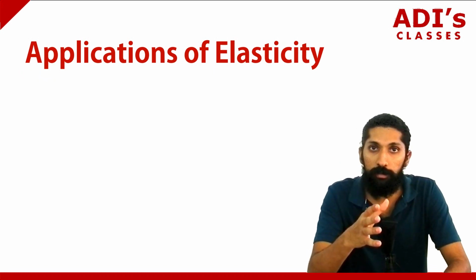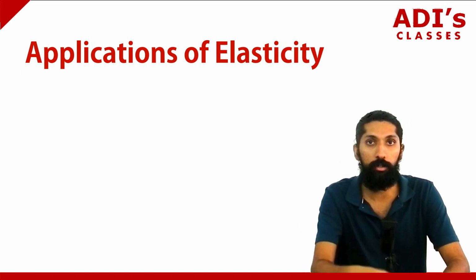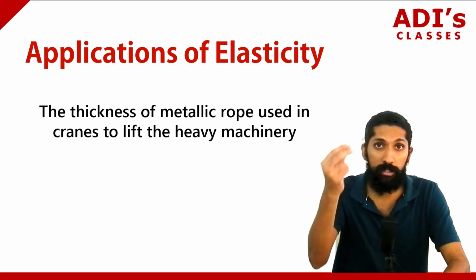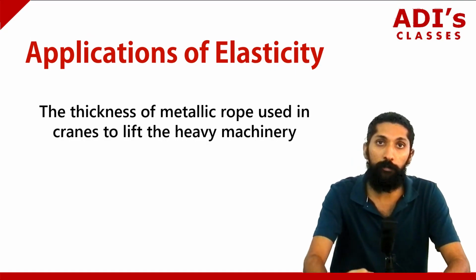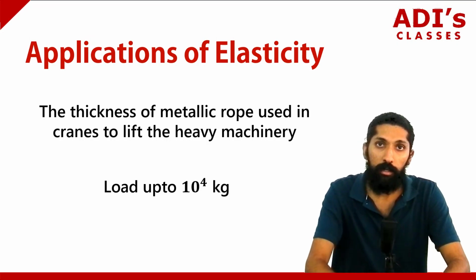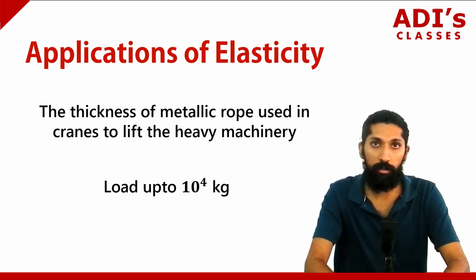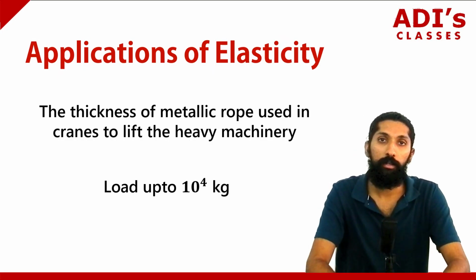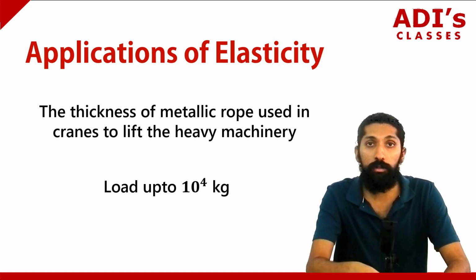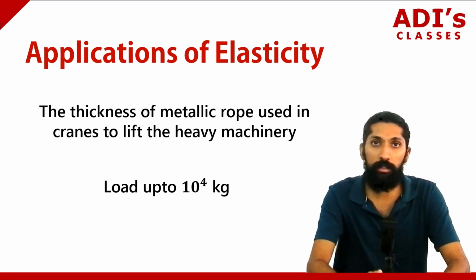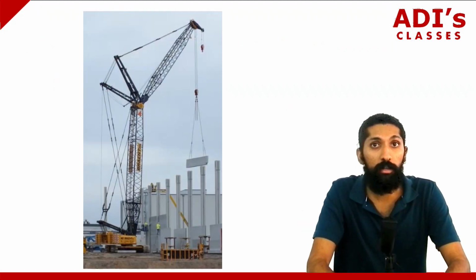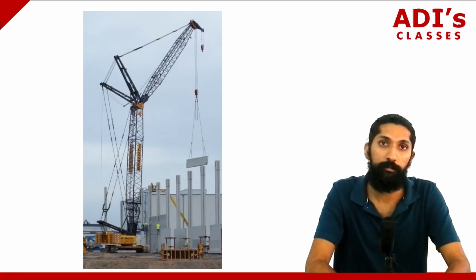You must have seen in most buildings under construction huge cranes, correct? Those cranes have a steel cable coming down, and huge, heavy loads are being lifted. In this case, we use stainless steel cables, or stainless steel wires. What should be the radius, the thickness, of that wire so that it can carry the load? The length is going to be very long, but what should be the thickness? Here elasticity plays a very important part.